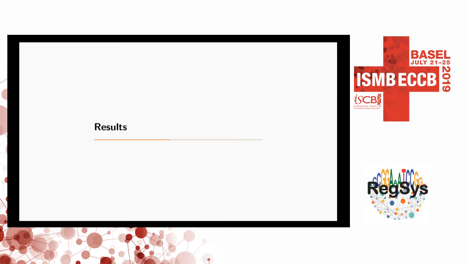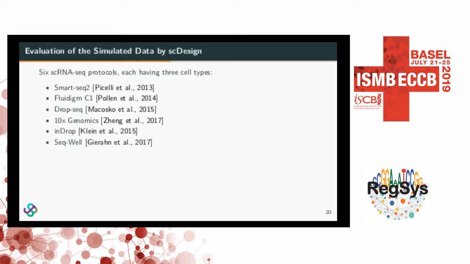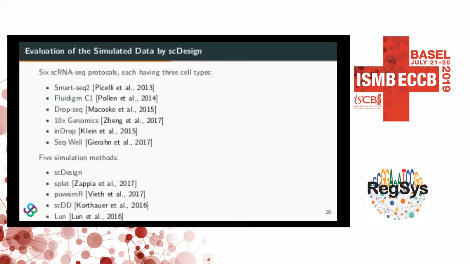So now I'm going to show the results of our method. We studied 6 protocols that each have 3 cell types. So these are the 6 protocols. You can see that they cover from Fluidigm C1, Smart-seq2 to Drop-seq, 10x Genomics, and also include Seq-Well. And we consider 5 simulation methods. One is our method, scDesign, and there are 4 other methods in the literature. They are not specifically designed for experimental design, but they can also simulate single-cell RNA-seq data.